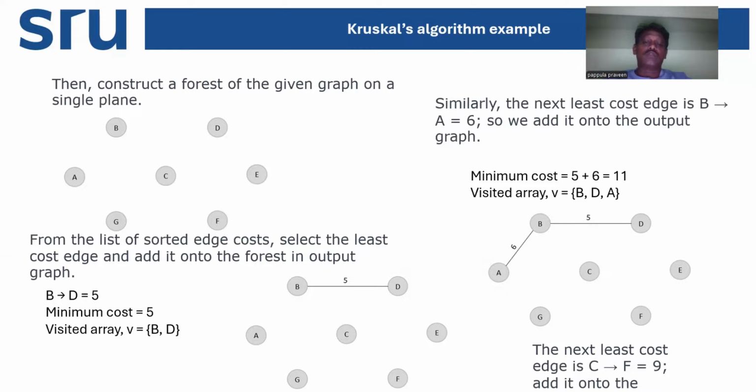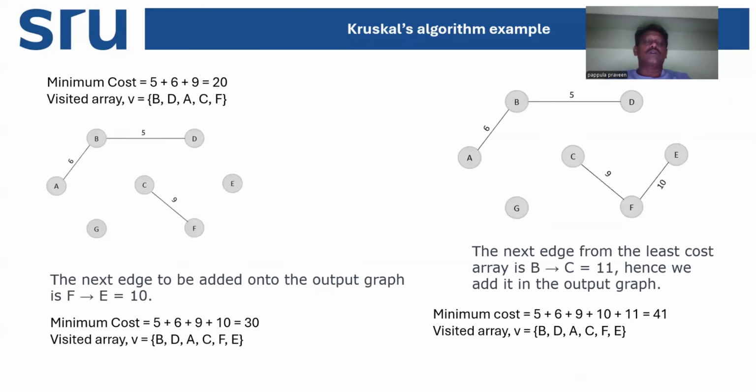Now, how many vertices have we covered? Three vertices. The next least cost edge is C to F. Already we discussed C to F is 9, and add it onto the output graph. There are no connections, but there is no problem. C to F is the next edge. So minimum cost is now 5 plus 6 plus 9, so total cost equals 20. Now visited array V equals B, D, A, C, F.